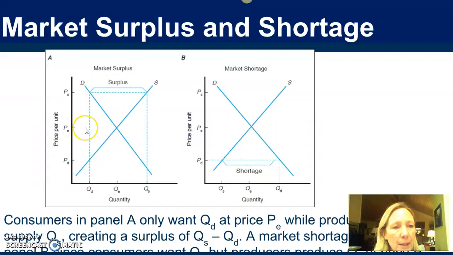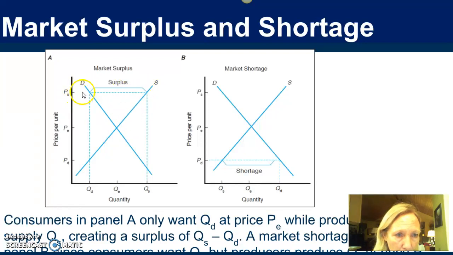So a surplus is any price above the equilibrium price. You're going to do a homework assignment, you're going to want to remember that. Any price above the equilibrium price is surplus. Look what happens. Producers bring too much to the market. Consumers only want to buy this much. Producers are bringing this much. You say, well, how do I know how much that is?